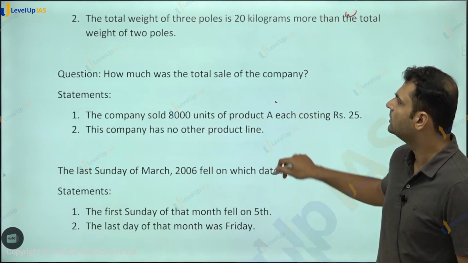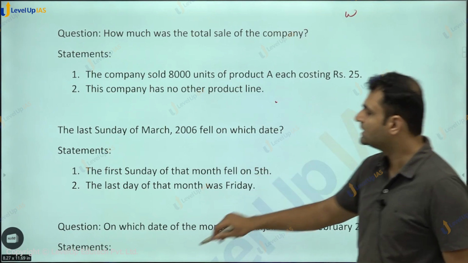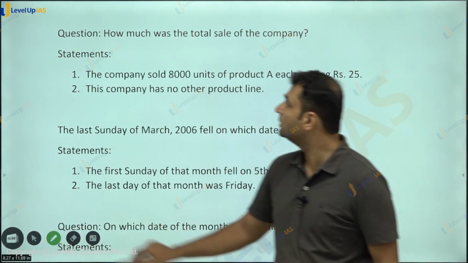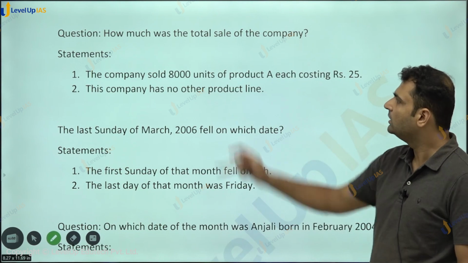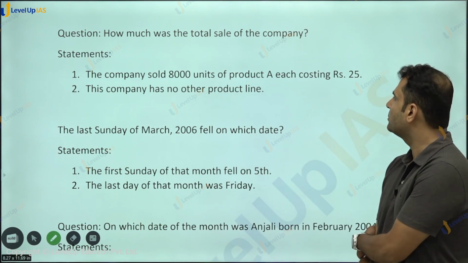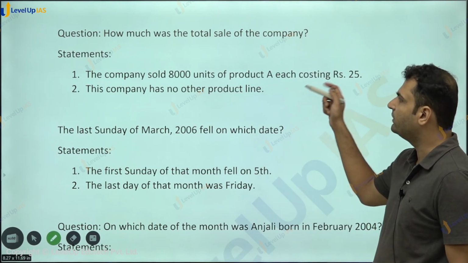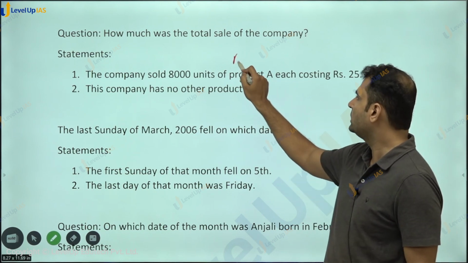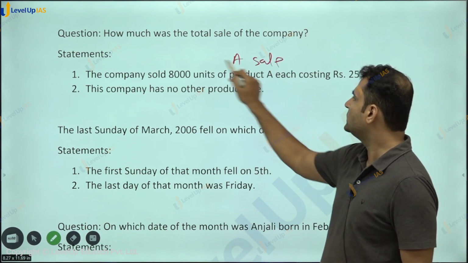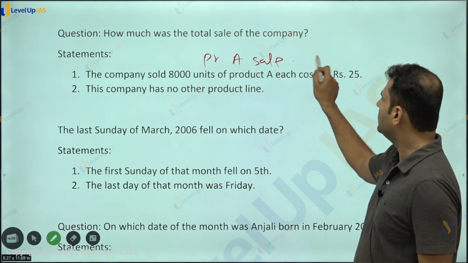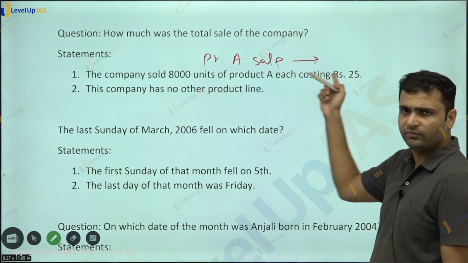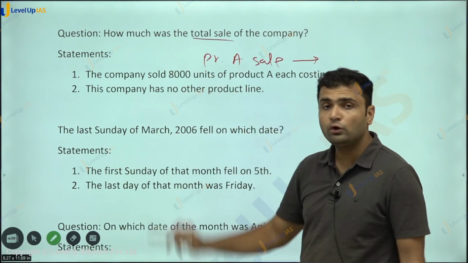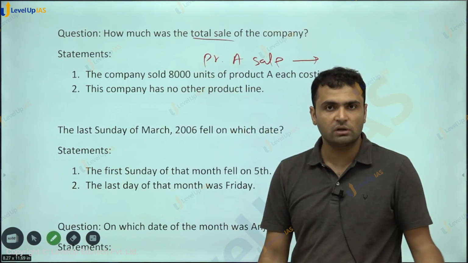Next, how much was the total sale of the company? We want to find out total sale of the company. Fine. First statement, the company sold 8,000 units of product A, each costing 25 rupees. So if you have statement 1 alone, what we can find out? Product A sale, we can find out easily. 8,000 into 25, that would be the sale of product A. But is that the total sale? We don't know that. So statement 1 alone is not sufficient.